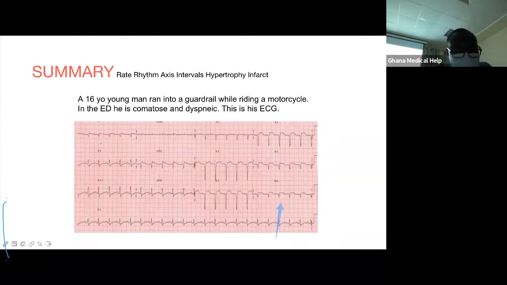Okay, fantastic. When you look at the rate, I don't know which rate it counts, the 6 second or the 10 second. So if you want to estimate the rate, what will you say? It looks regular, is that not so? So if we just divide 300 by, so about 130, 150, so fair. All right, so it's tachycardia. Let's move on. We've done the rate.